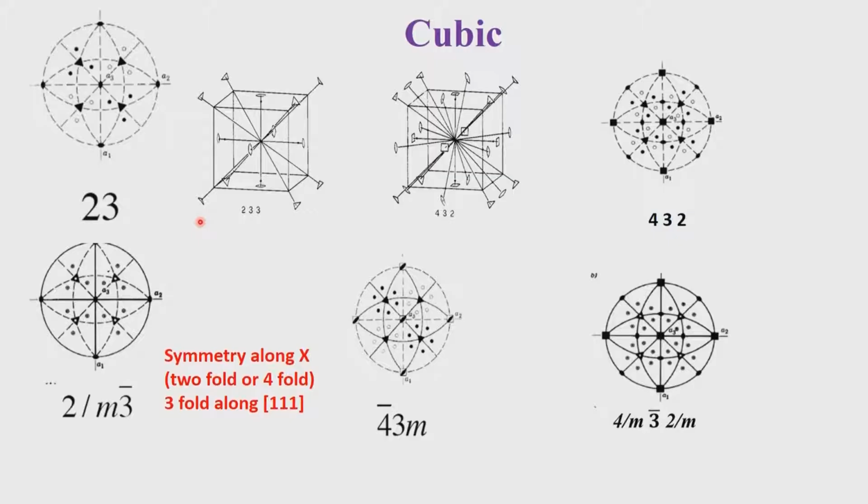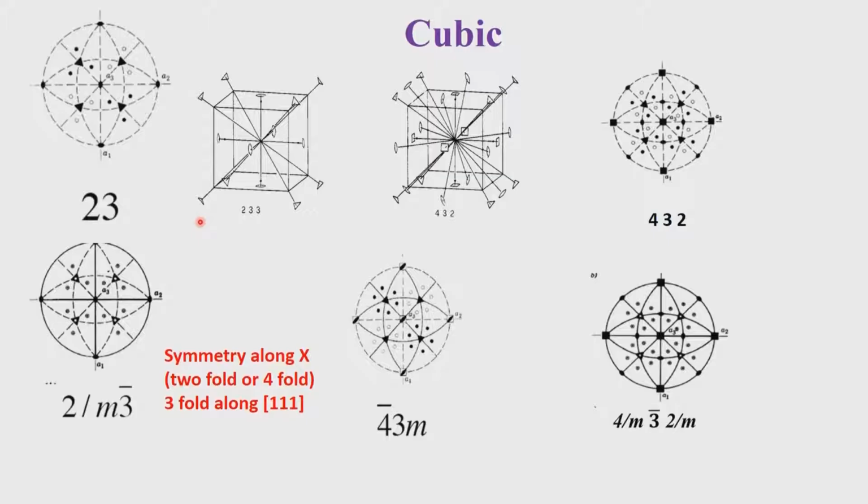So, if the axis number starts with 3 in the beginning, that means it is a three-fold axis which is along the z direction. So, it belongs to the trigonal system. In this particular case, the two-fold is with respect to the x axis.